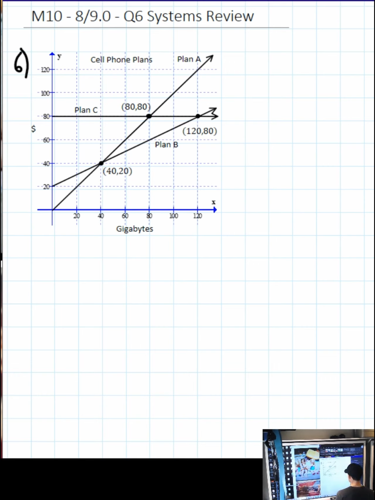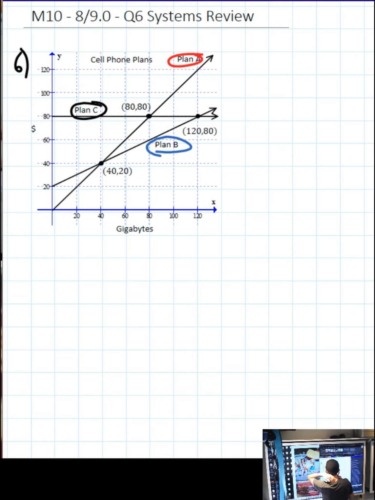Okay, number 6, cell phone plans. Which plan would you choose and why? So we have plan A, plan B, and plan C. We want to choose the cell phone plan that is cheapest. So first things first, in the next few questions, we're going to be doing a bunch of word problems that actually solve for the intersections, just like we learned how to do the algebra in the previous questions to find the intersections. But now we're just going to be answering the questions.